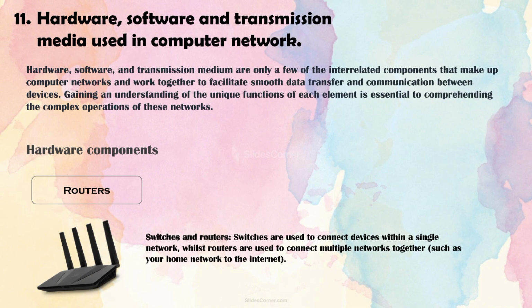Hardware, software, and transmission media used in computer networks. Hardware, software, and transmission media are only a few of the related components that make up computer networks and work together to facilitate smooth data transfer and communication between devices. Gaining an understanding of the unique function of each element is essential to comprehending the complex operation of this network.